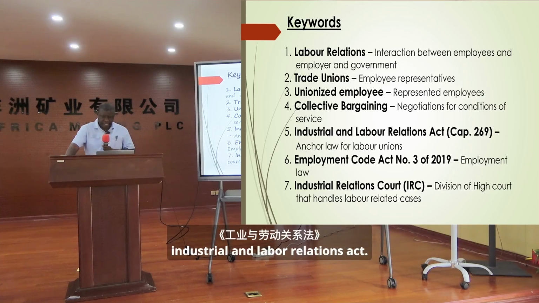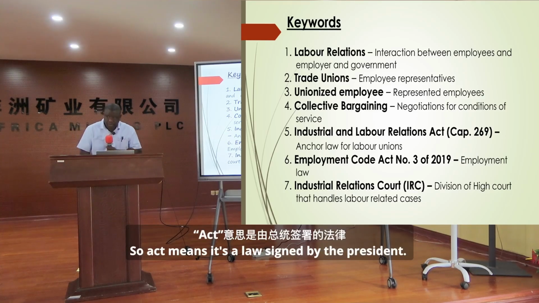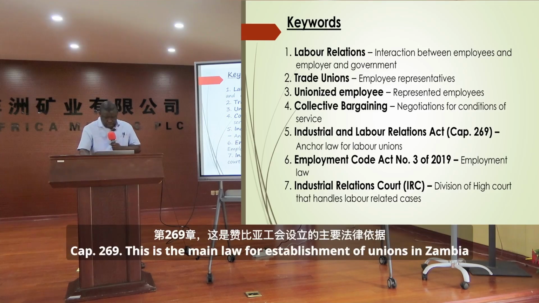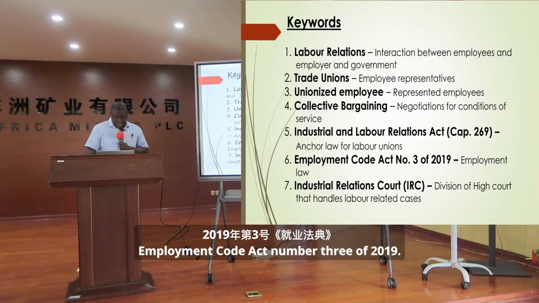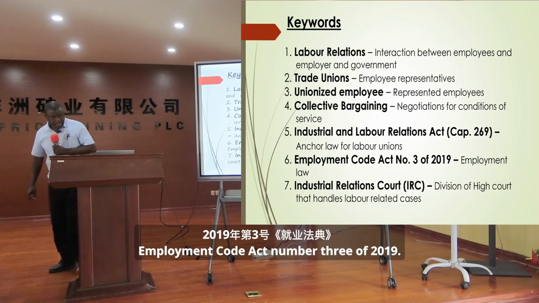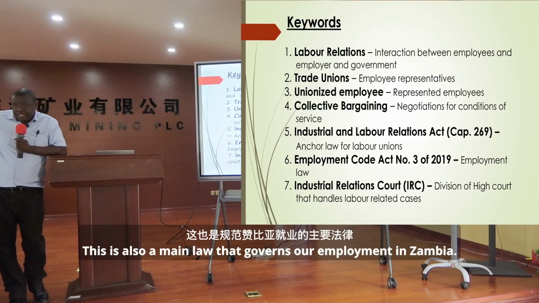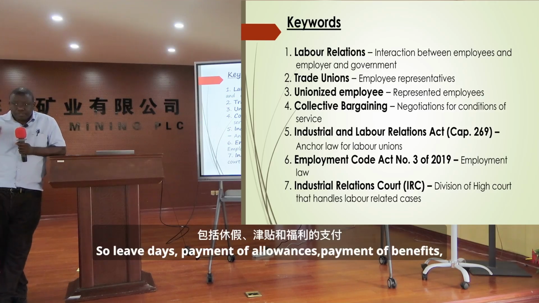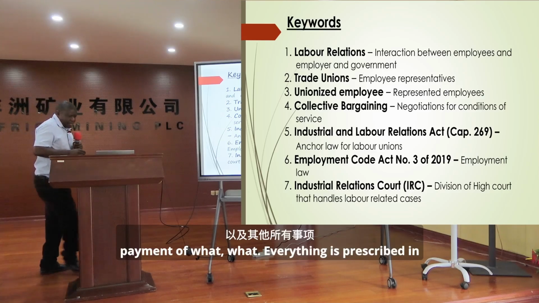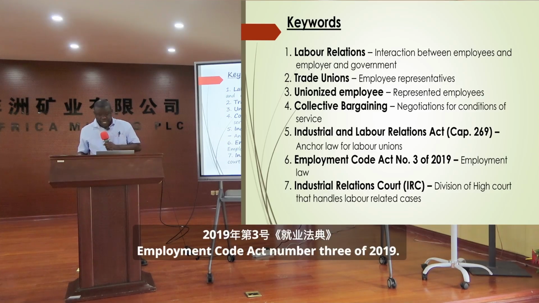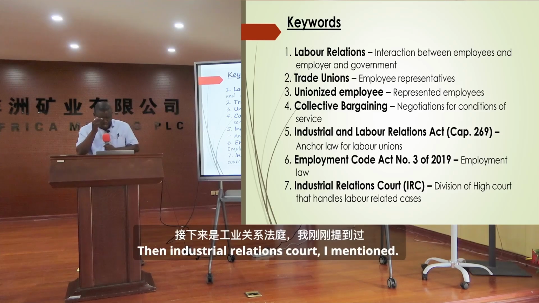The Industrial and Labor Relations Act. An Act means it's a law signed by the president. Cap 269 is the main law for the establishment of unions in Zambia, Chapter 269 of the laws of Zambia. Then the Employment Code Act number 3 of 2019 is also a main law that governs employment in Zambia. Leave days, payment of allowances, payment of benefits, everything is prescribed in the Employment Code Act number 3 of 2019.